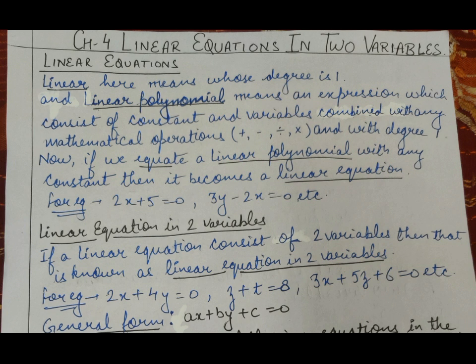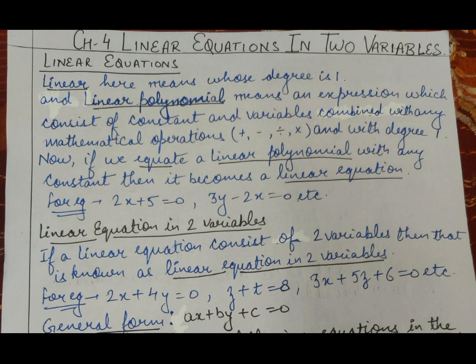Now, if we equate a linear polynomial with any constant, then it becomes a linear equation. For example, you can see here 2x plus 5 is equal to 0, or you can write 3y minus 2x is equal to 0, and so on. These are a few examples I have taken for linear equations.